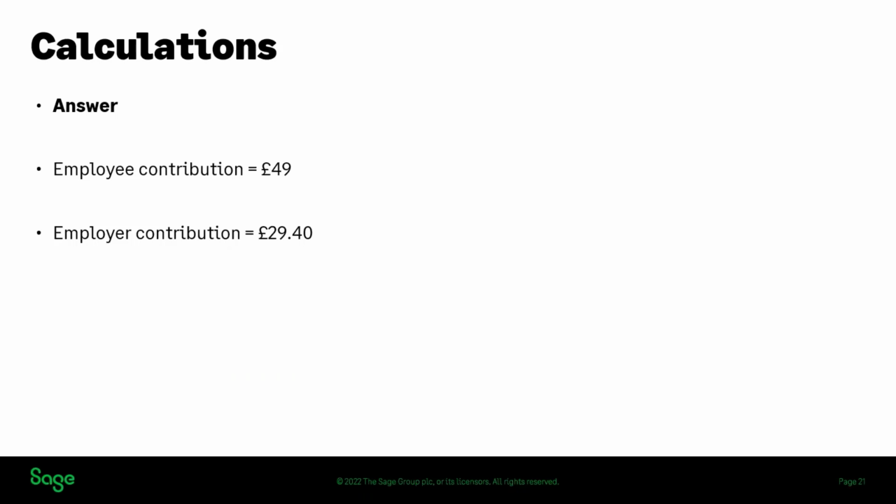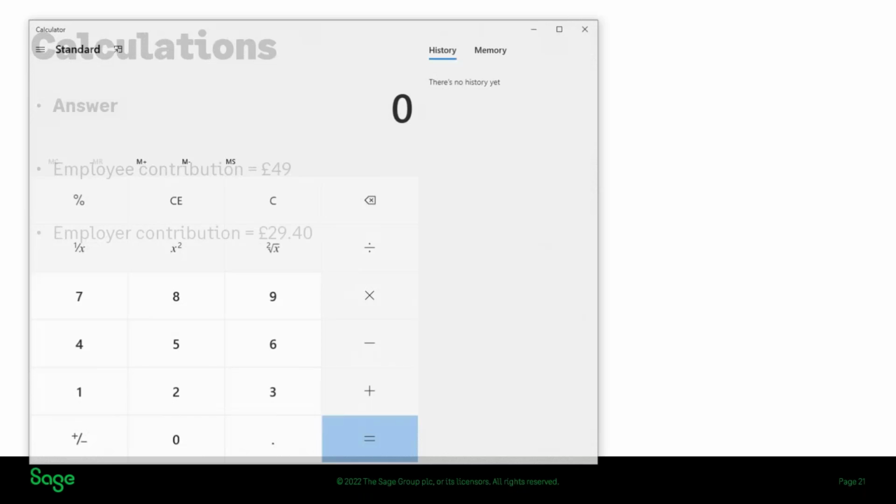The employee contribution is £49. The employer contribution is £29.40. Now I am pleased to report that from just looking there, everybody got it right, more or less. In fact, I can see everybody did get it right. So well done, everybody. I probably need to make that a little harder for next time because you're all much smarter than I potentially thought. I thought I was trying to be clever with the qualifying earnings. Clearly, I need to be a lot trickier for you all.